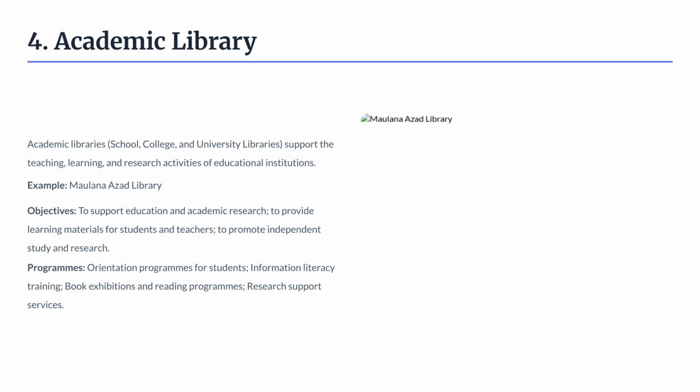They function by supplying textbooks, reference curriculum materials, scholarly journals, and dedicated research environments. To help students navigate these environments, academic libraries host essential programs like student orientation sessions, information literacy training, interactive book exhibitions, and advanced research support services.